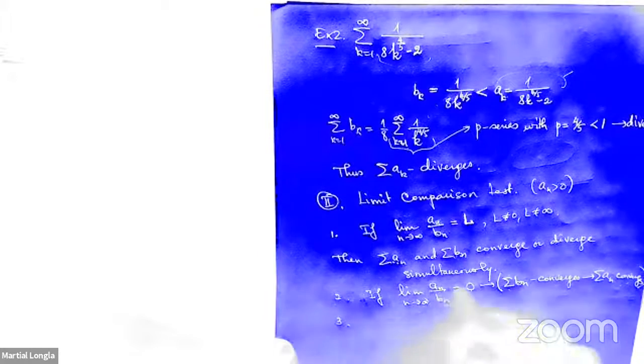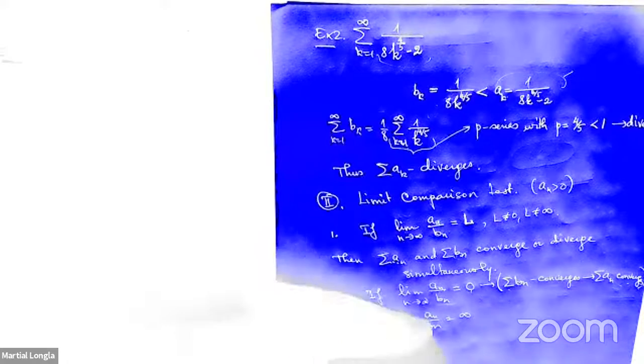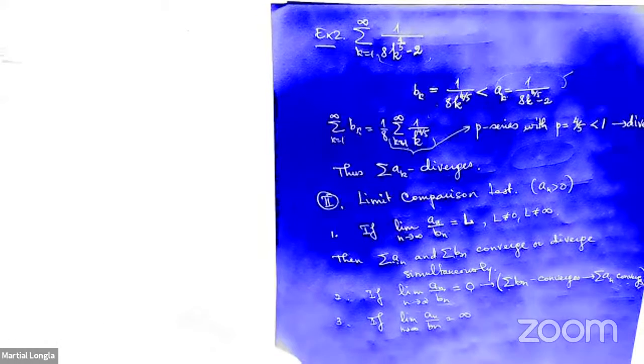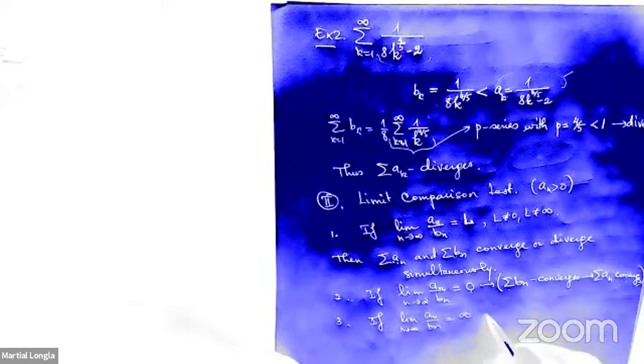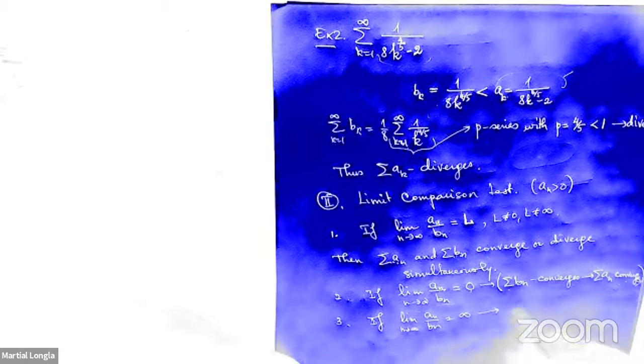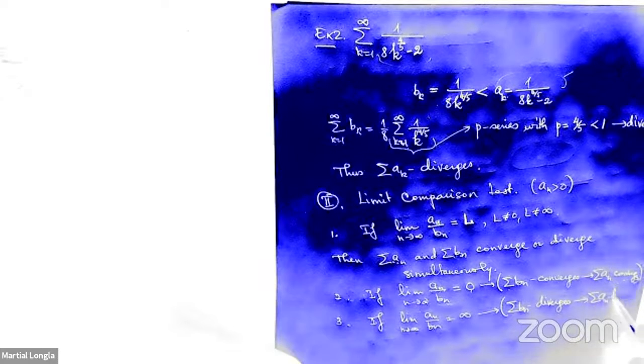And the opposite of this is if limit of an over bn is infinity, which in this case would mean that an is larger than bn. Then sum of bn diverges implies sum of an diverges.